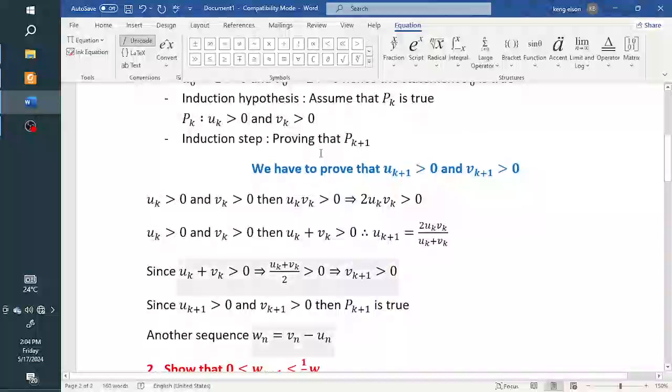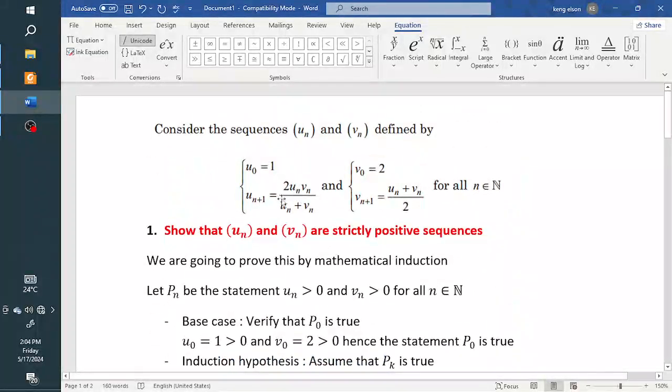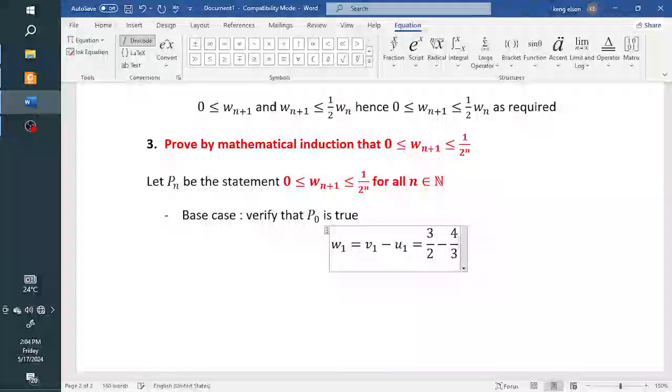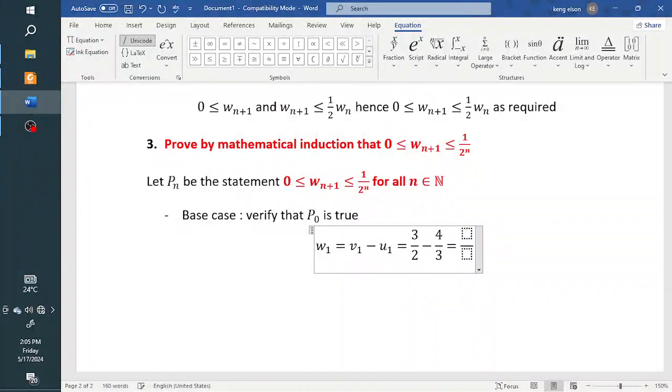Now, what about U1? We need to replace n with 0 so that we get U1. So we're going to have 2 times U0 times V0 divided by U0 plus V0. So we take 2 times 1 times 2, which is 4, so the numerator will be 4 and the denominator will be 3. So it is 4 divided by 3. So 3 on 2 minus 4 divided by 3: the LCM is 6. 6 divided by 2 is 3, 3 times 3 is 9. 6 divided by 3 is 2, 2 times 4 is 8. So this gives us 1 over 6.